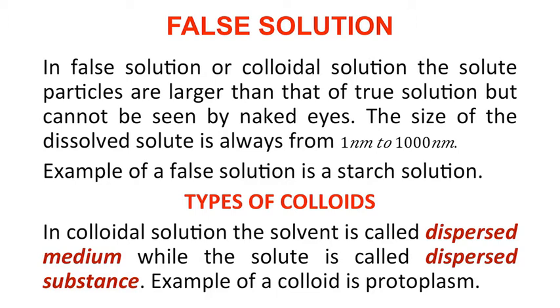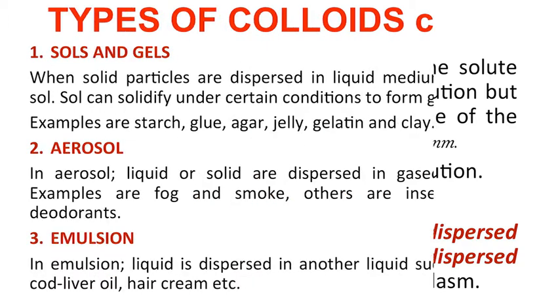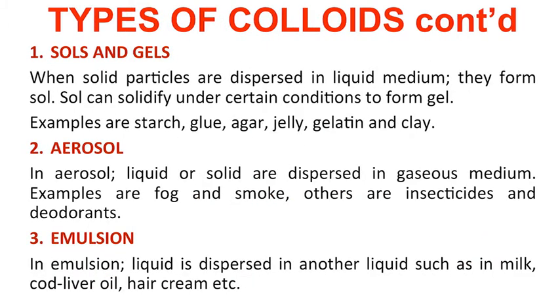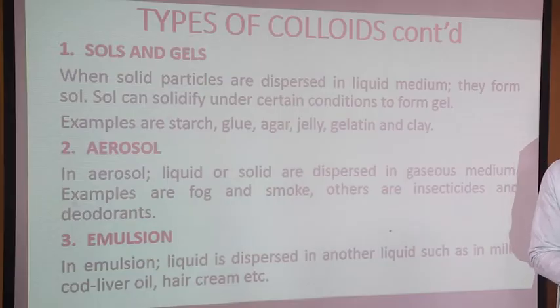Now we have types of these colloids or colloidal solution. It is important to know that in colloidal solution, the solvent is called a dispersed medium, while the solute is called the dispersed substance. So the types are, one, we have sol and gel. When a solid particle is dissolved in a liquid medium, then the resulting colloid is called a sol. And then under certain conditions, when the sol is solidified, then it becomes gel. A good example is the starch solution given. Other examples include glue, jelly, gelatin, and so on.